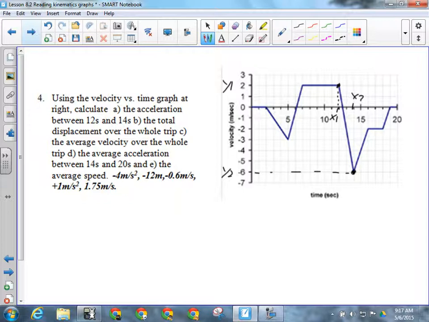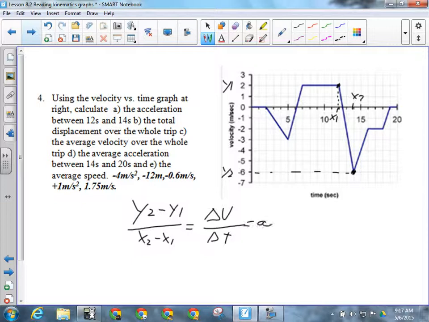Remember, we just said a minute ago that y2 minus y1 over x2 minus x1 was really the change in speed, or change in velocity, sorry, over the change in time, and that's acceleration. That's on your formula sheet. So you might want to write on your formula sheet, right next to that formula, that's also the slope of a velocity time graph, just as a reminder.